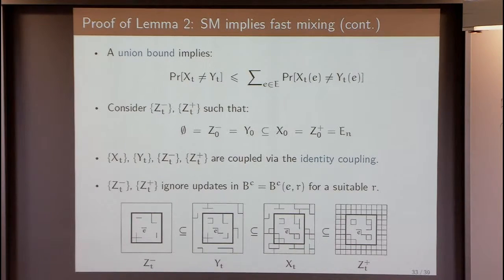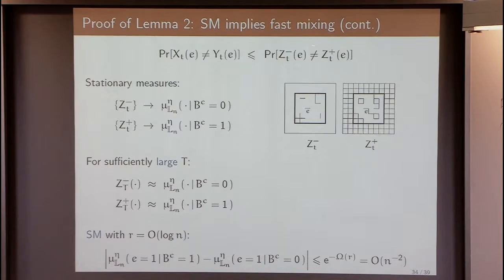So after t steps, we see that C_t has not performed any updates here, C_t minus has not performed any updates here, and the same for C_t plus. In addition, by monotonicity, we see that C_t minus is a subset of Y_t, which is a subset of X_t, and so on. So by monotonicity, instead of bounding this probability, we can bound the probability that C_t minus and C_t plus disagree in the edge e.